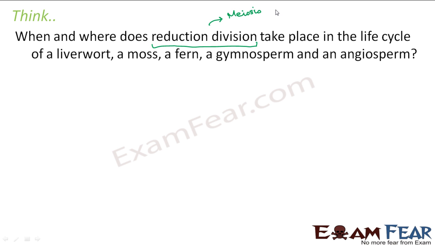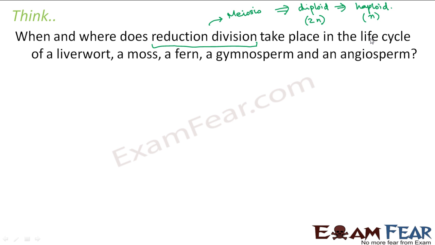Now how do we know when meiosis takes place? Whenever meiosis takes place, the diploid cell will get converted into haploid. That means diploid cells will reduce to haploid cells. So diploid cells are those with two sets of chromosomes and haploid cells are those with a single set of chromosomes. For example, the zygote is diploid. Now this zygote forms the sporophyte and then the sporophyte gives the haploid spores. So this is meiosis. So you have to tell in the life cycle of each of these plant types where exactly the reduction division takes place.